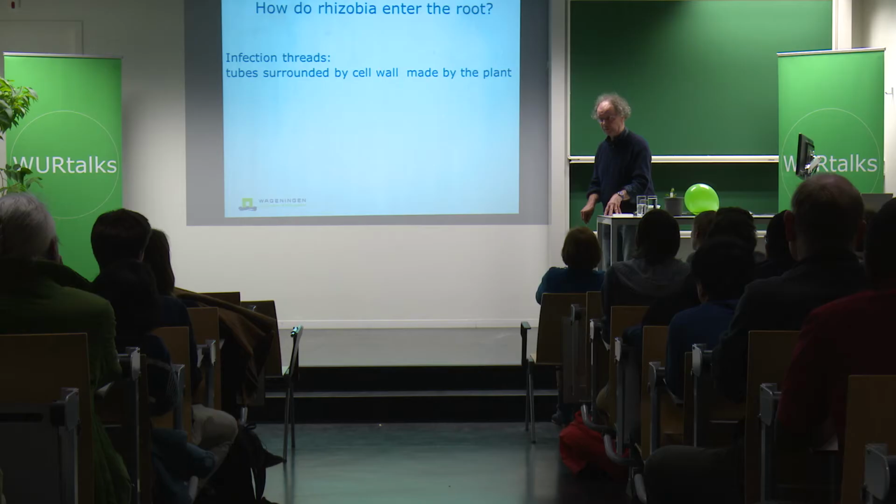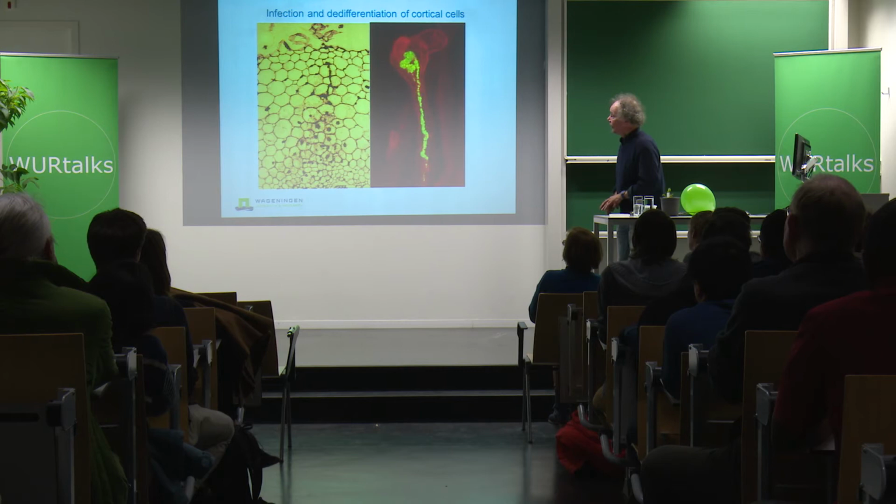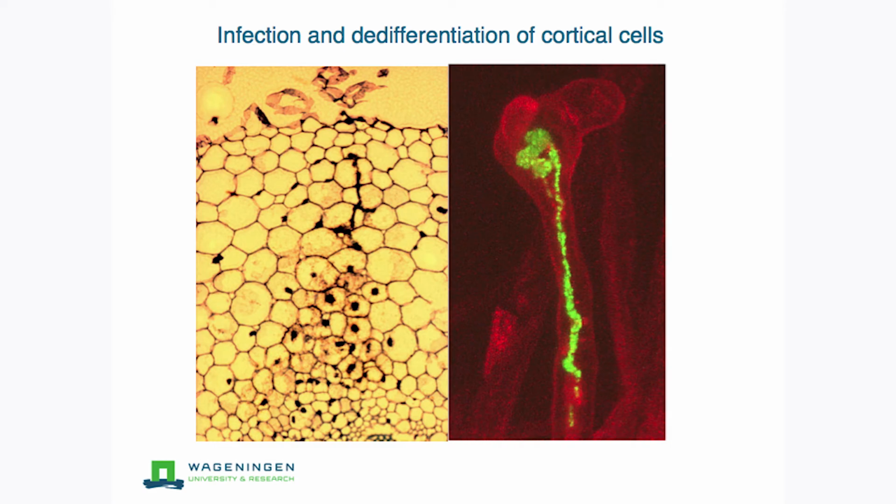So how do they enter? Well, here you see an example. On the right here, what you see is a root hair that's in red, and in green, fluorescent, that's the bacteria.